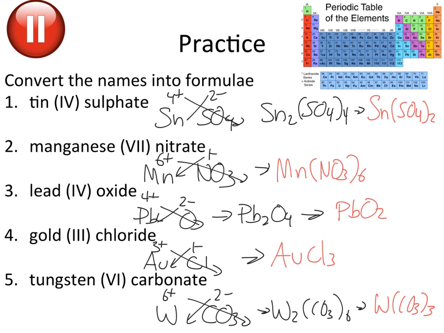Alright, folks, so here are your answers. There are a couple things that really need to be simplified. So for example here, we had 4 outside the bracket and 2 by the Sn. Again, there's a common factor of 2, so we factored it out. In case of PbO2, the same thing, we factored it out, as well as tungsten 6 carbonate. So we had 2, we had 6, we had a factor of 2, so it became WCO3.